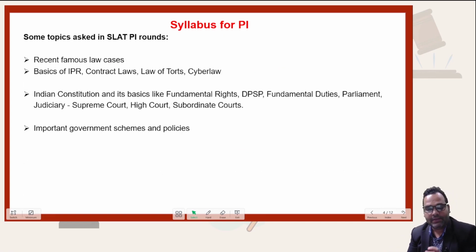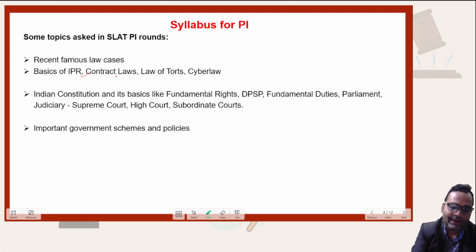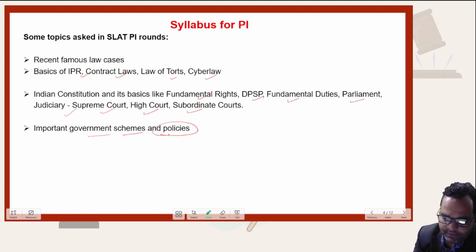The next is what type of questions can be asked in PI. Recent famous law cases which were in the news can be asked. Then basics of intellectual property rights, contract laws, law of tort, cyber law. And then from the Indian Constitution, you can have questions from topics like fundamental rights, DPSP, fundamental duties, Parliament, and judiciary, covering the Supreme Court, High Court, subordinate courts, and important government schemes and policies.